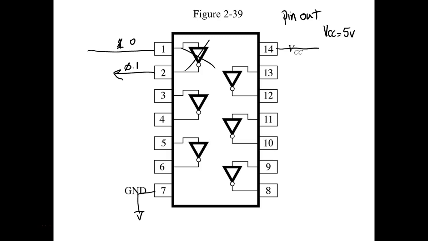So if the output stays 0 all the time, then it might not be the gate. It might be somebody downstream that shorted out, right? You understand? We'll show you how to do it.